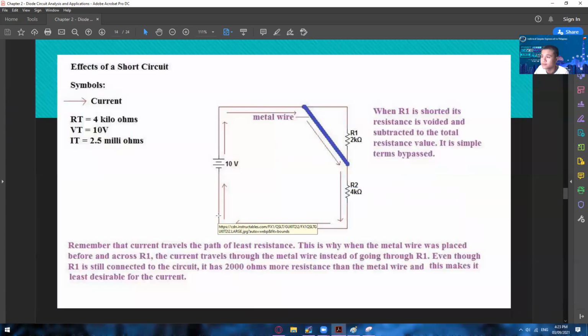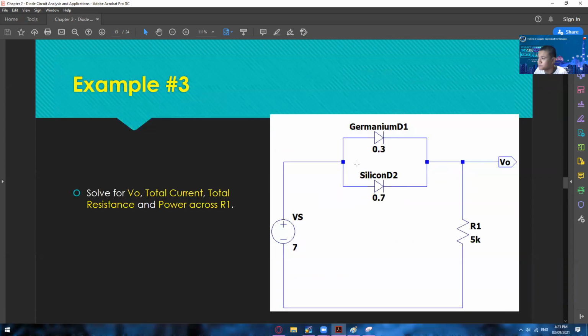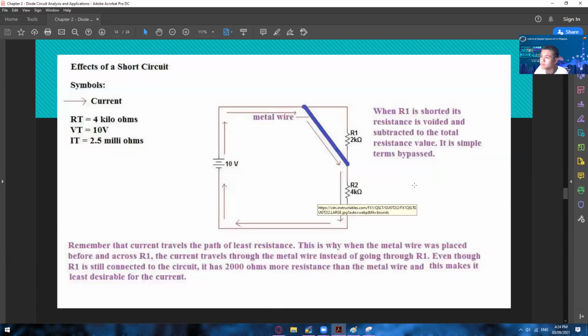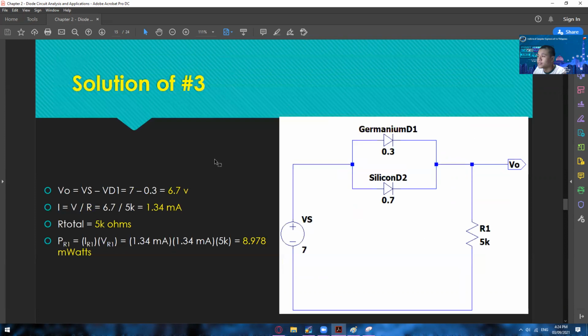So here's the effect of a short circuit. Once we pass through all of the voltage in here, this will be gone. This will jump to right here, or basically we just remove that one. So here's the solution for number 3.